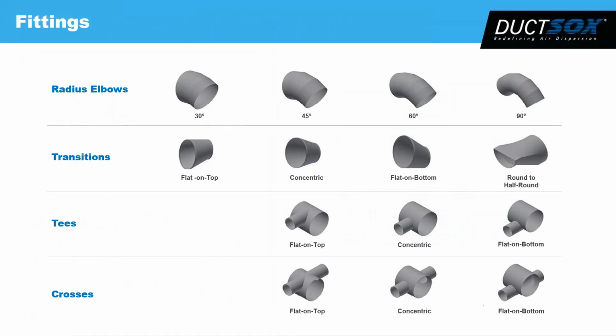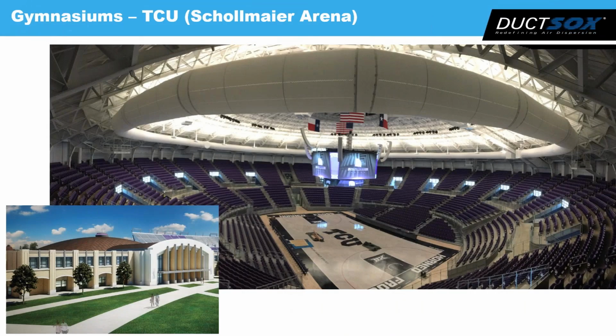Different fittings and options, lots of different transitions and elbows and radiuses, and they can get very low with their radius options as well. For example, this option, they have a 3-degree elbow, I believe, to make this look like a completely round solution. What's also unique about this one is you can kind of see it.